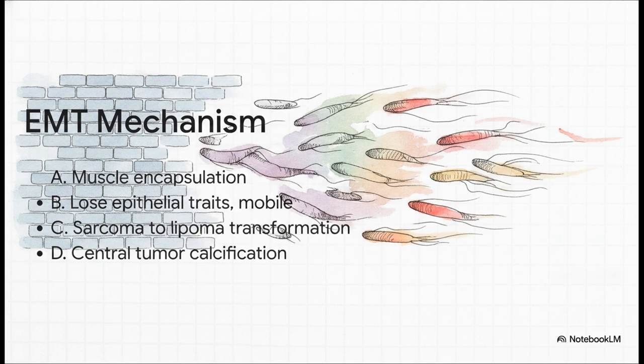The huge exam pearl focuses on the downregulation of E-cadherin. Normally, epithelial cells are anchored tightly together, but during EMT, tumor cells suppress E-cadherin and transform into this highly mobile, fibroblast-like state. This critical loss of adhesion is exactly what facilitates cell motility, tissue invasion, and ultimately metastasis.